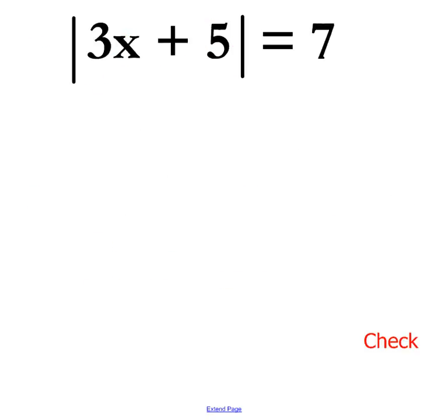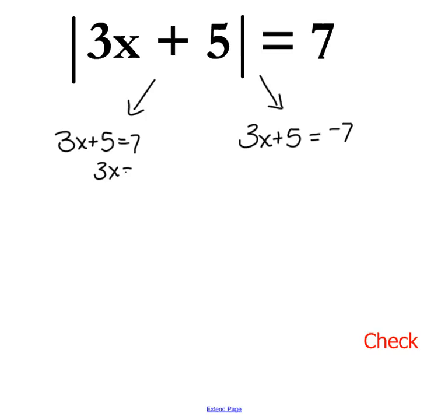So the next problem, why don't you pause here and try this on your own and come back and check with me. I'm going to go ahead and set up my two cases. So I get 3x plus 5 equals 7, and 3x plus 5 equals negative 7. I get 3x equals 2, and I get x equals 2/3. I get 3x equals negative 12, and x equals negative 4. So I have two answers. I do need to check.